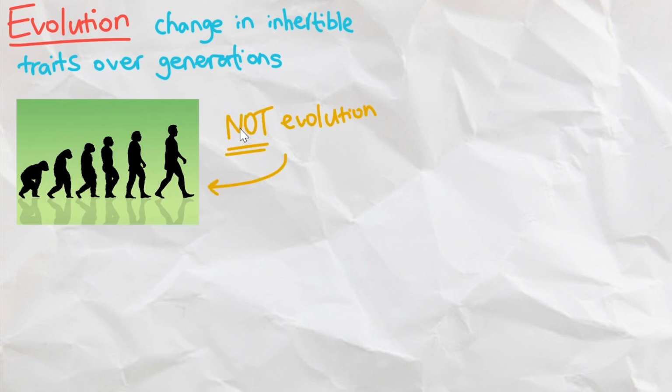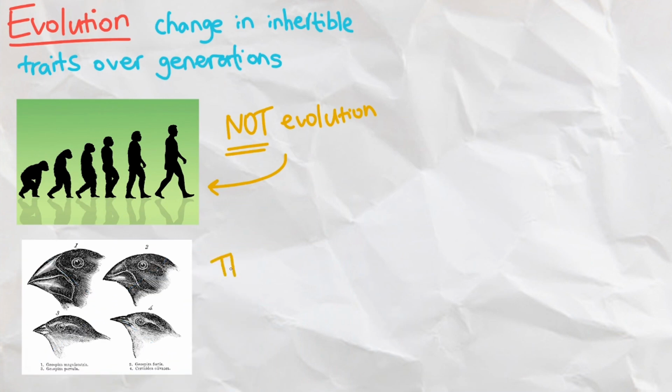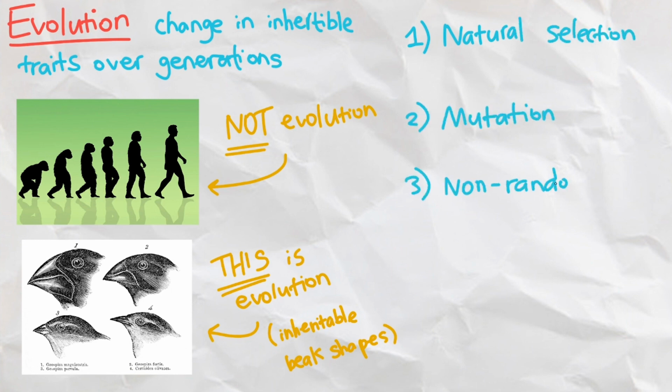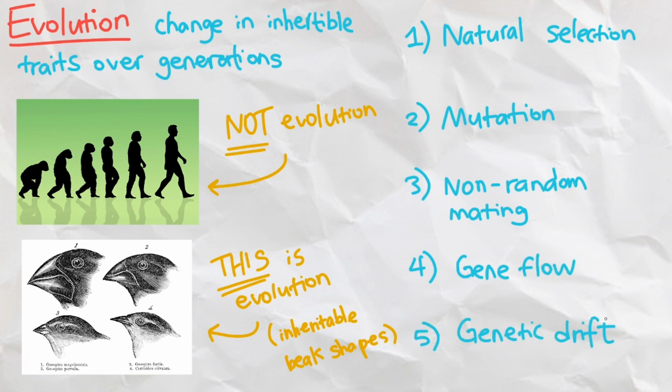Now, the word that we've all been waiting for, evolution, which is the changing of traits that are inheritable over generations. This image right here is not evolution, this is evolution. Noticing the different beaks of the finches, which are all inheritable traits that get passed on to the next generation. There are 5 evolutionary forces driving this phenomenon: natural selection, mutation, non-random mating, gene flow, and genetic drift.